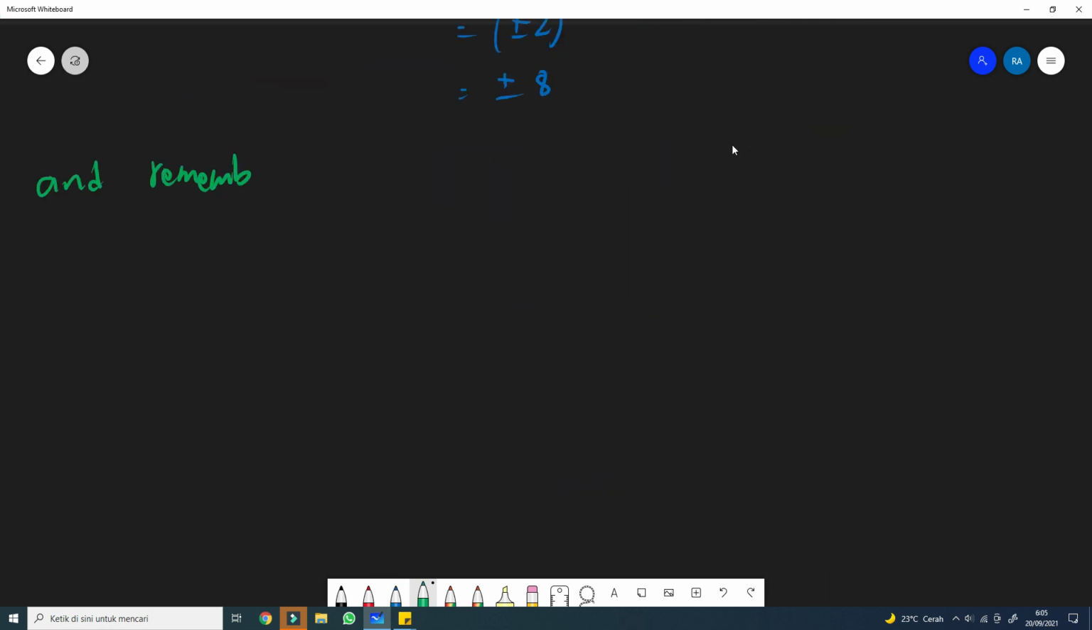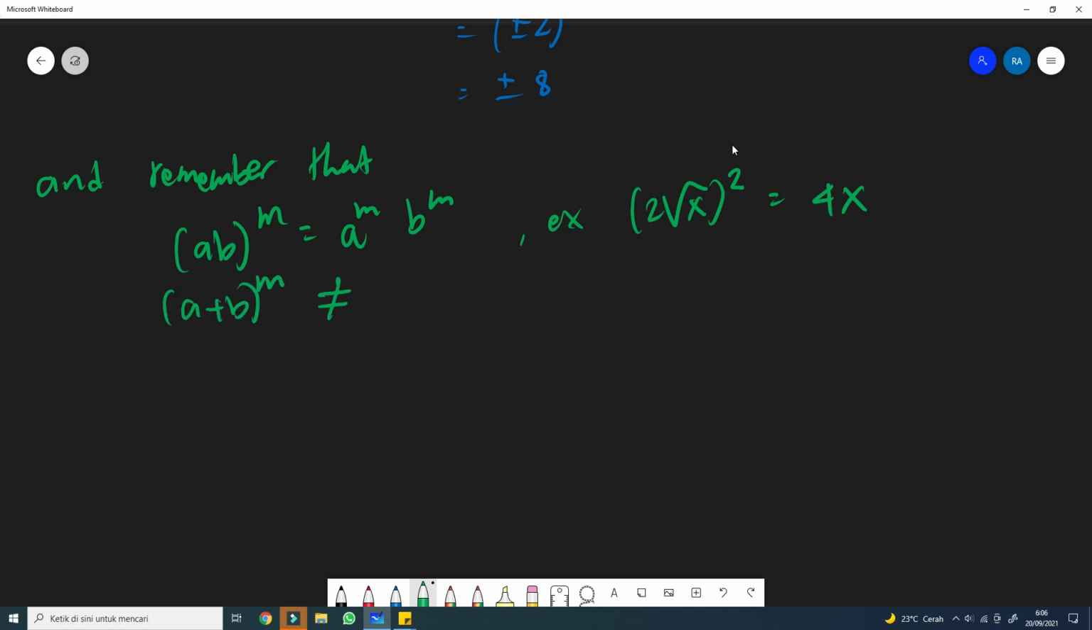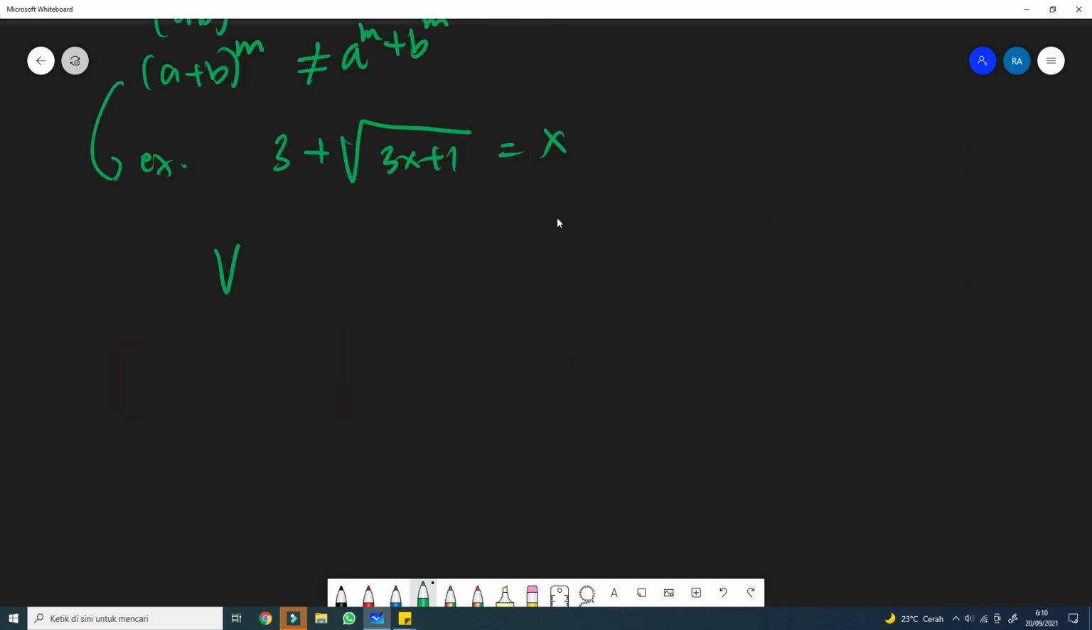And remember that (ab) to the power of m equals a to the power of m times b to the power of m. Example, root of x squared equals 4x. But (a plus b) to the power of m is not equal to a to the power of m plus b to the power of m. Example, 3 plus root of 3x plus 1 equals x. We move 3 to the other side and get the equation like this. And we remove the radical, then the equation becomes 3x plus 1 equals (x minus 3) squared.